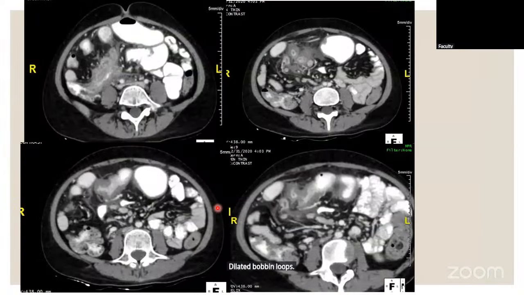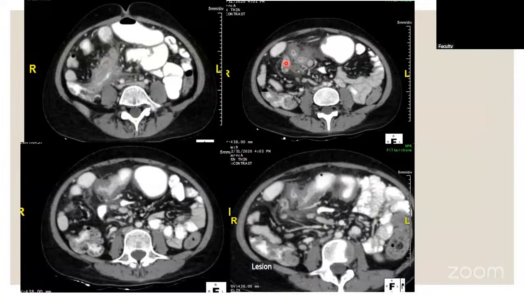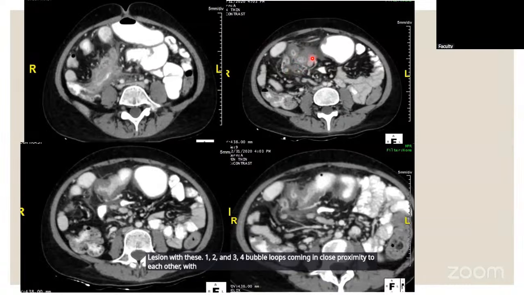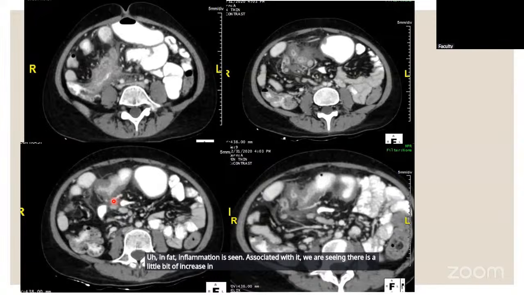Case 8, this is a known case of Crohn's disease. Here what we are noticing is a soft tissue density lesion with these 1, 2, 3, 4 bowel loops coming in close proximity to each other with perienteritis and fat inflammation seen. Associated with it, we are seeing a little bit of increase in the vessel enhancement with mild engorgement, suggestive of focal mesenteric congestion.